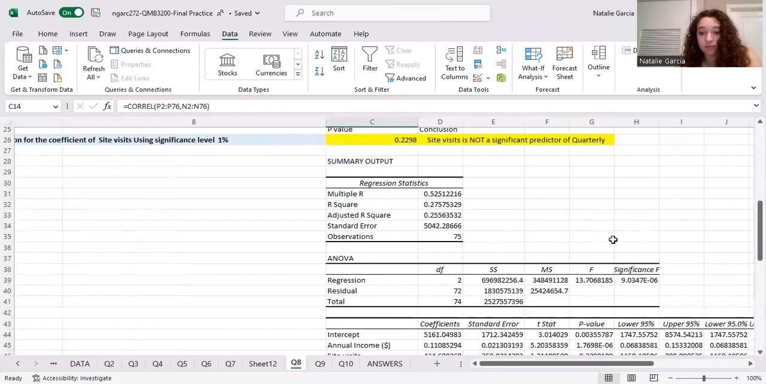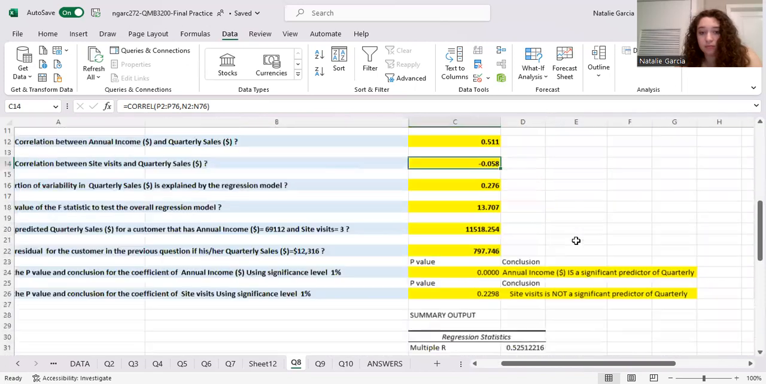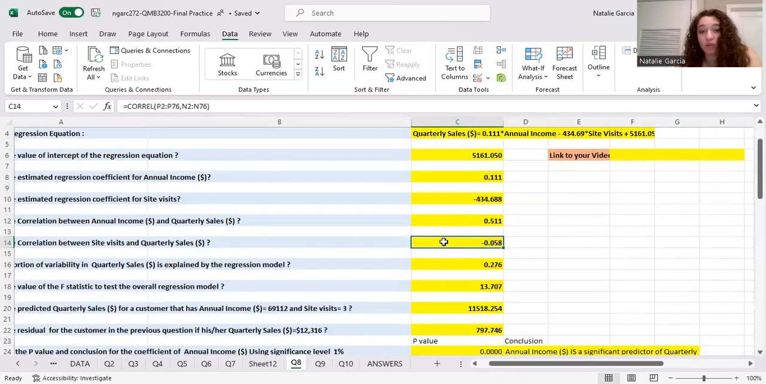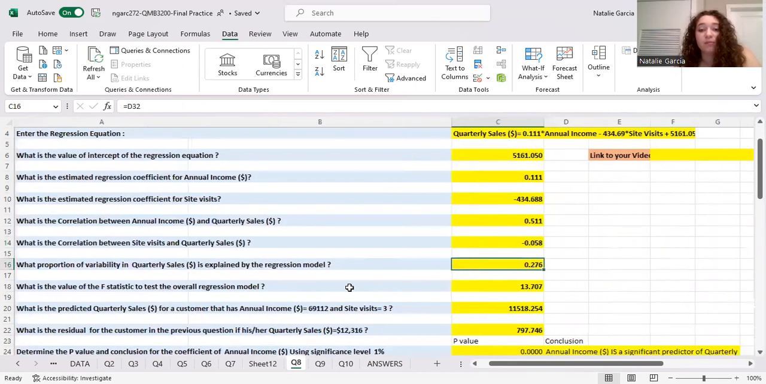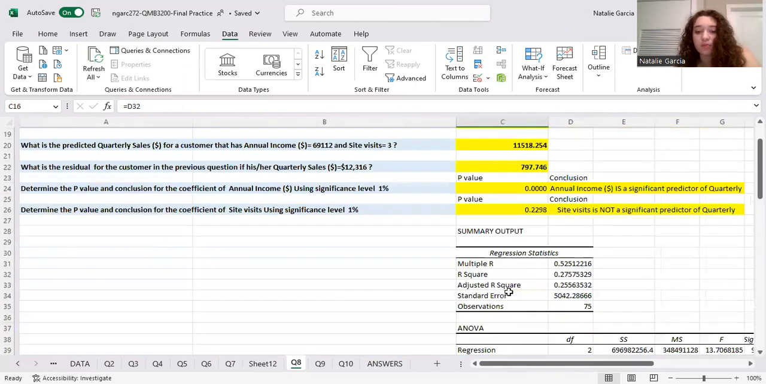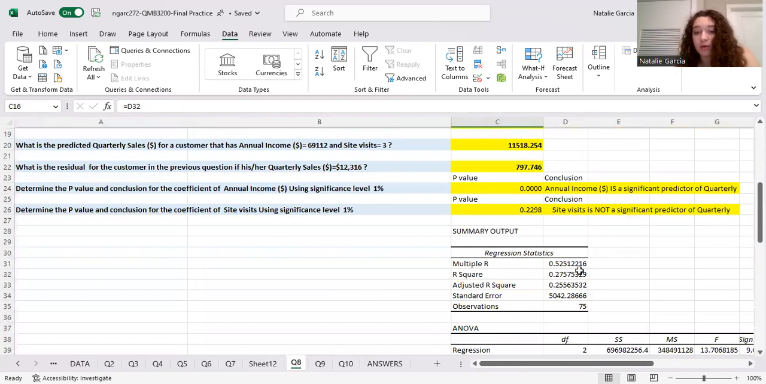Sorry about that. I was still looking at, I had still selected correlation, so I was very confused. Proportion of variability is the R square. It's not a variable, but it's R square, which is just the statistic for regression. And that's going to be right here on the summary output, one of the first things there.